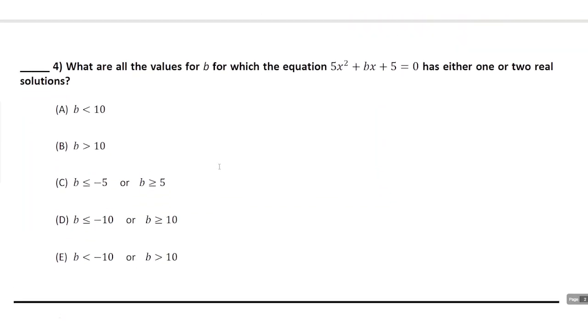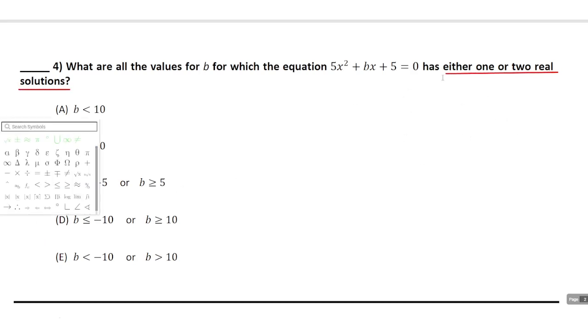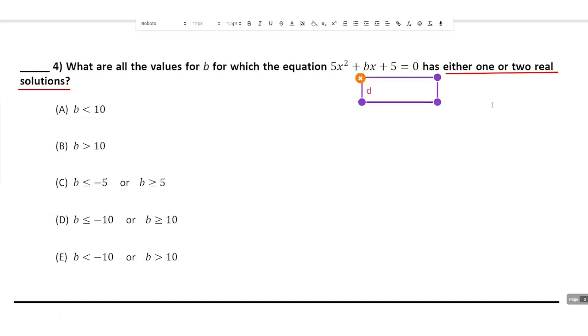Number 4 says, what are all the values for B for which this equation has either 1 or 2 solutions? Okay, so for a little bit more explanation on this one, please go back to the notes video. I go into a lot more detail as far as how to determine 1 or 2 real solutions. But in this particular case, since we want 1 or 2 real solutions, that means that the discriminant, which is b squared minus 4ac, must be either 0 in order for there to be 1 real solution, or positive in order for there to be 2 real solutions.